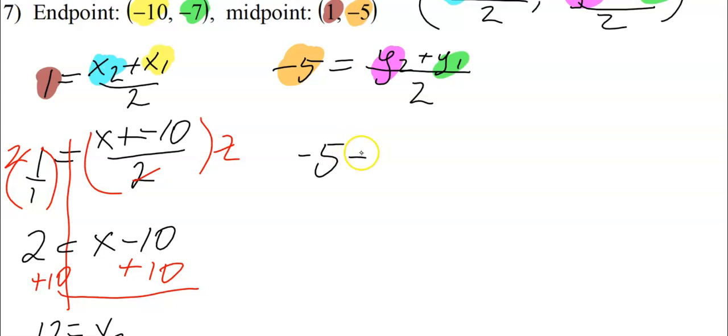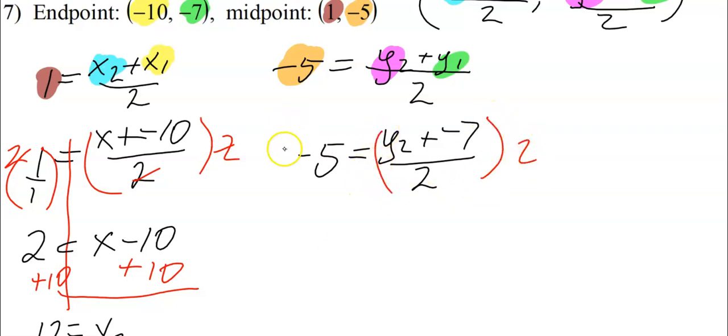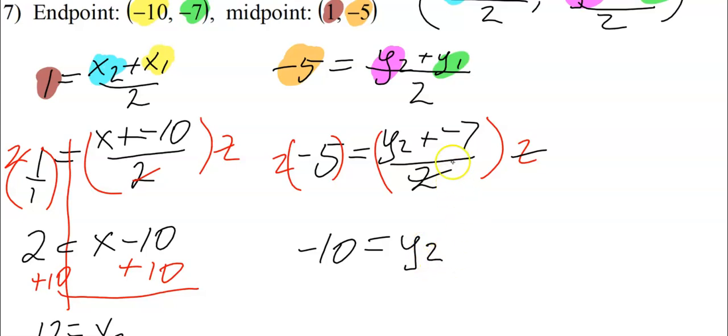So negative 5 equals magenta. That's what I'm looking for. I'm looking for y2 plus green, negative 7 divided by 2. I am going to multiply both sides of the equation by 2 so I can get rid of the 2 underneath the y. So 2 times negative 5 is negative 10. These 2's cancel out, which leaves me y2 plus a negative is just minus 7.